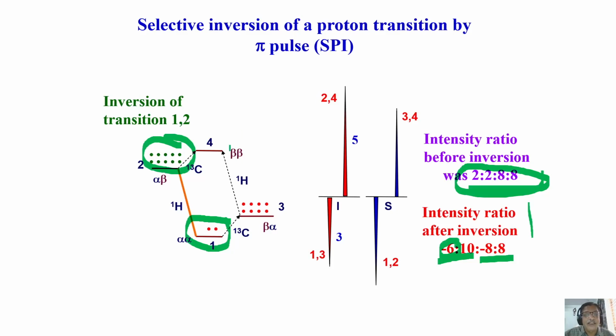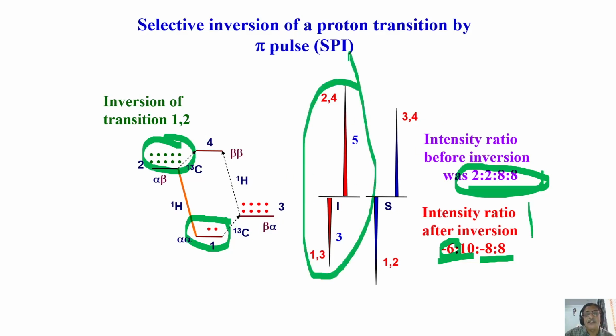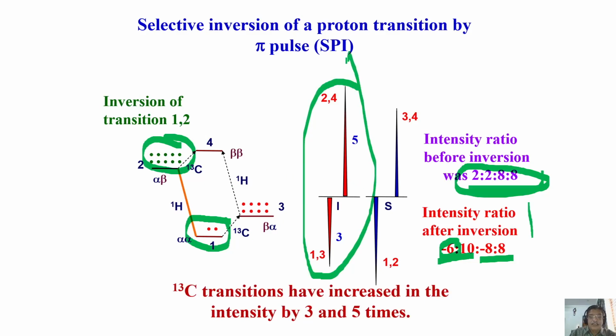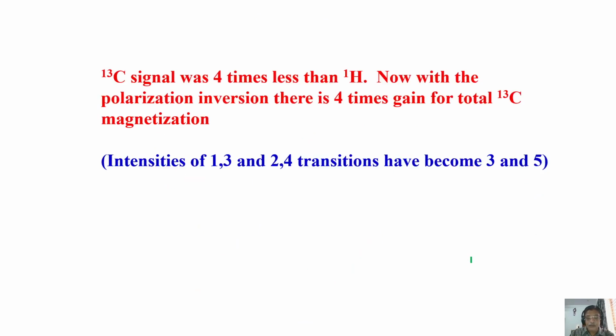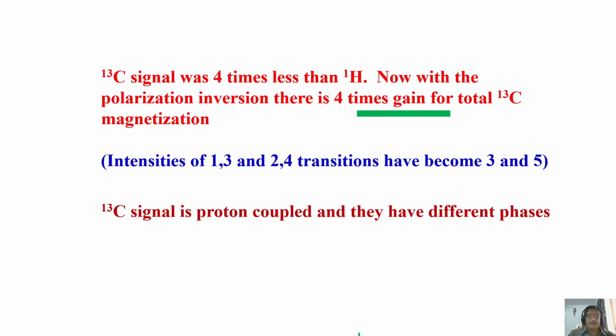Look at it. All we did is invert one of the proton peaks of the coupled doublet. Then we see in carbon-13 a drastic change in the signal intensity. This is nearly 3 to 5 times enhancement. 2 becomes 6 and 2 becomes 10 here, with opposite phase. So intensities have become 3 and 5. The gain is much more, approximately 4 times. It depends upon the gamma of the proton. The gain depends upon the gamma. The carbon-13 signal is proton coupled.